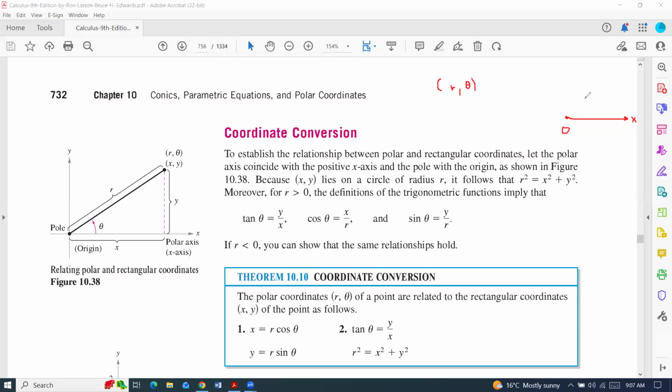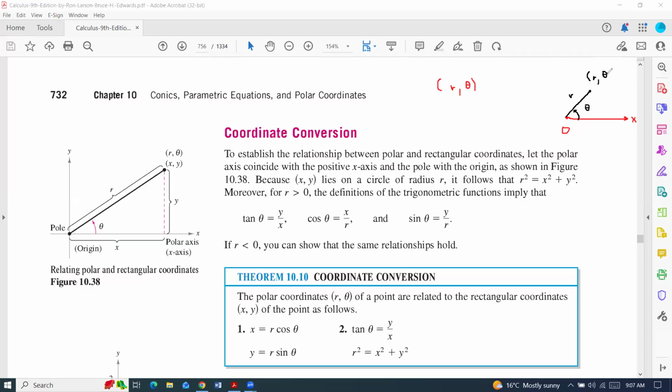For example, if you have a point on the polar plane, then you can connect it with the pole. And then you see the distance from the pole to that point. We call it r. And then we also have the angle theta. So each point on the polar plane is given as a pair, radius r and angle theta.